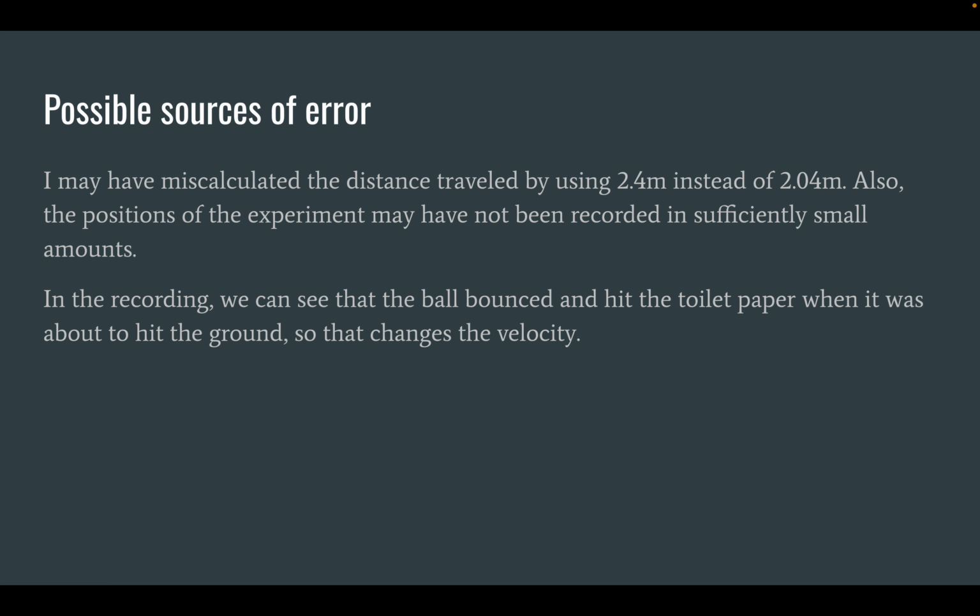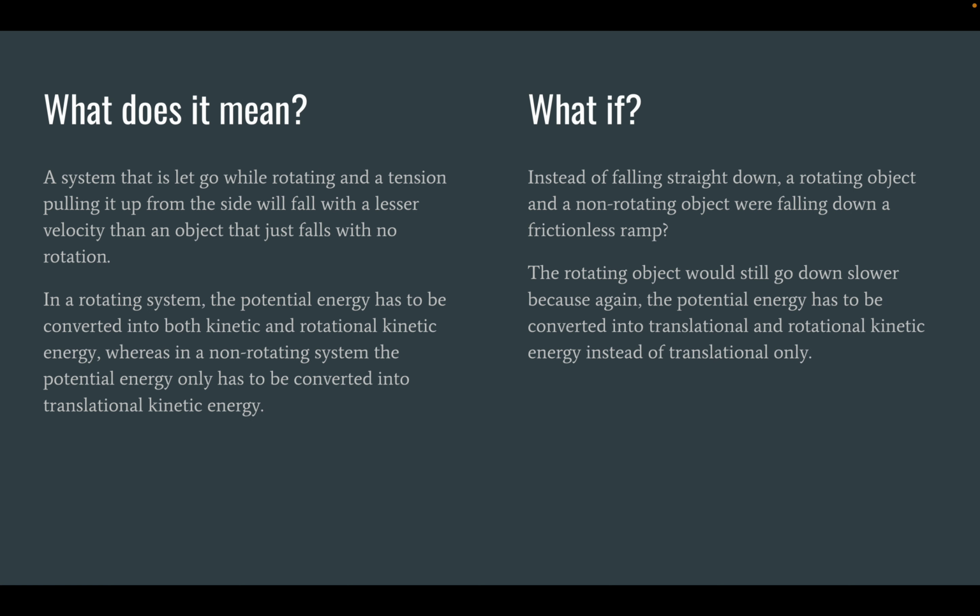Possible sources of error. I may have miscalculated the distance traveled by using 2.4 meters instead of 2.04 meters. Also, the positions of the experiment may not have been recorded in sufficiently small amounts. In the recording, we can also see that the ball bounced back and hit the toilet paper when it was about to hit the ground. So that changes the velocity when the toilet paper was hit.